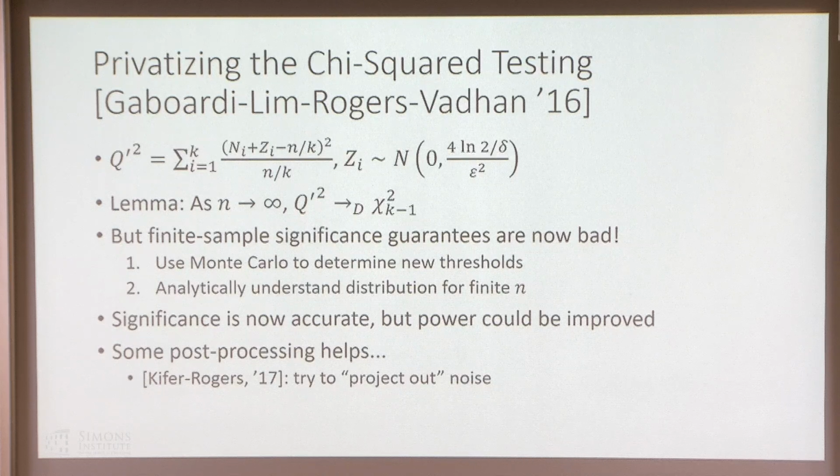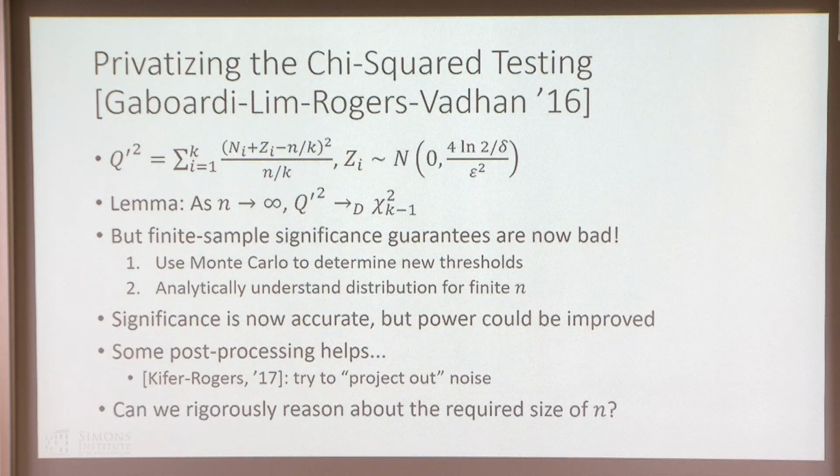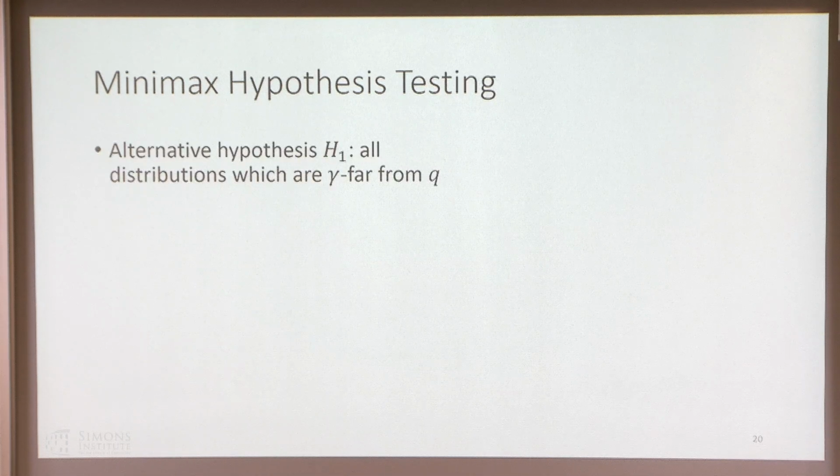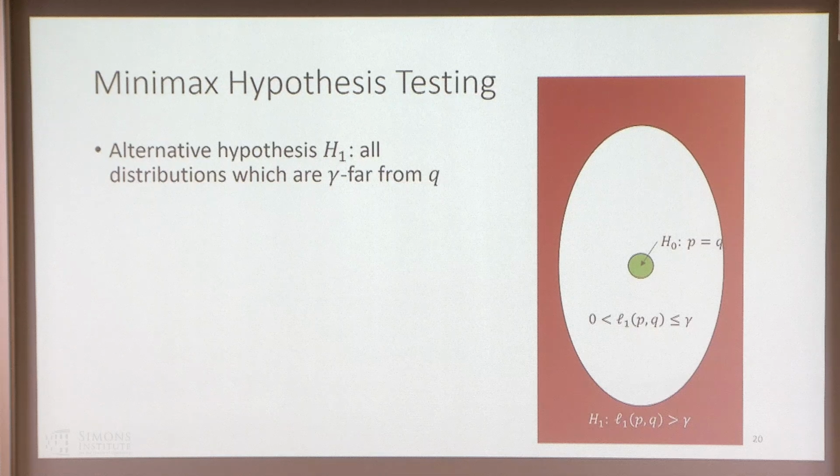But everything I've referred to so far has been sort of non-asymptotic. And the question is, can we rigorously reason about the required size of the data set? This leads to the definition of minimax hypothesis testing or distribution testing. And here, finally, at long last, we define an alternative hypothesis, which will be all distributions which are gamma far from the null hypothesis Q. In particular, we're going to use the L1 distance.